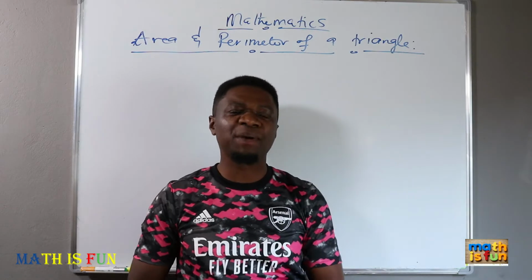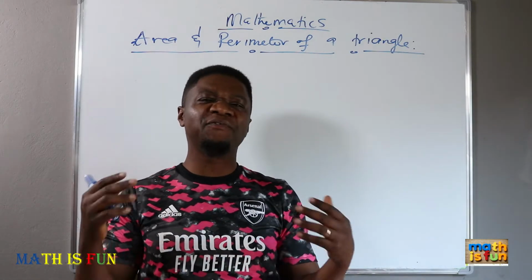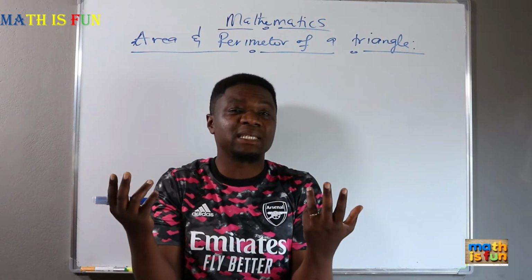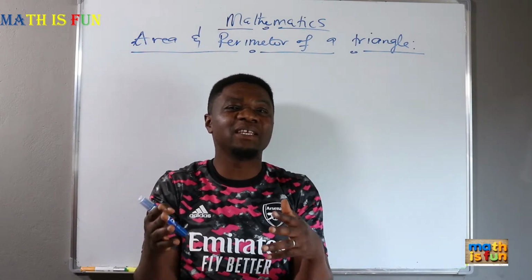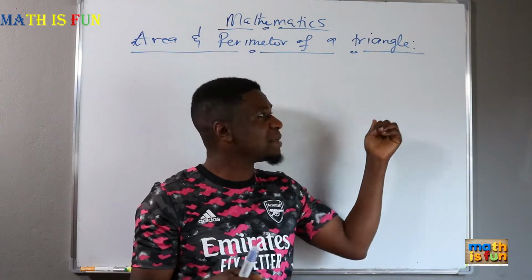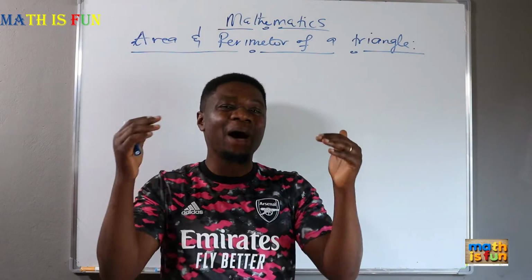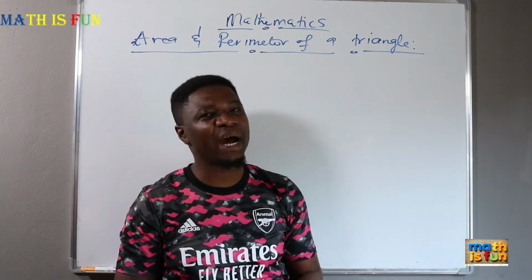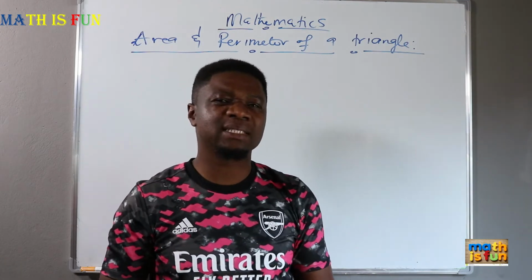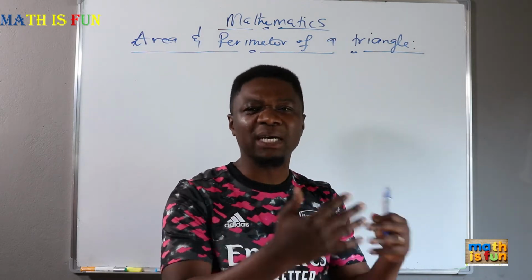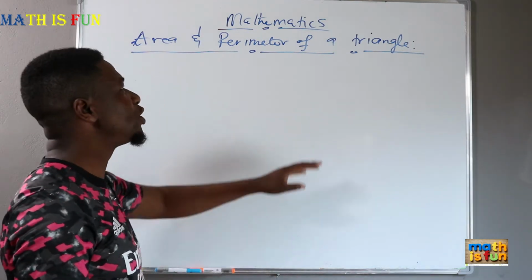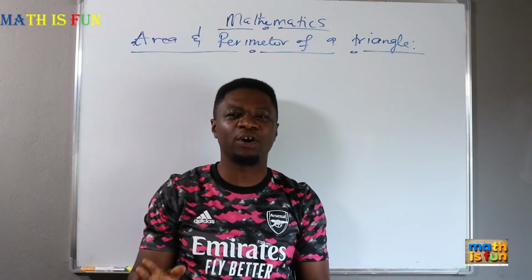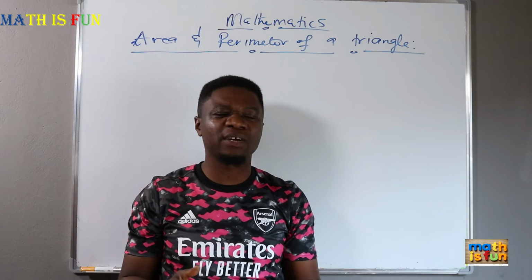Area, looking at my previous video, I defined area as the amount of space within the perimeters of a given shape. So in this particular case, it is the amount of space within the perimeters of what? Of the triangle. So let's interpret that in practical terms and see. When you talk of perimeter, perimeter is the distance around an object. The distance around an object.